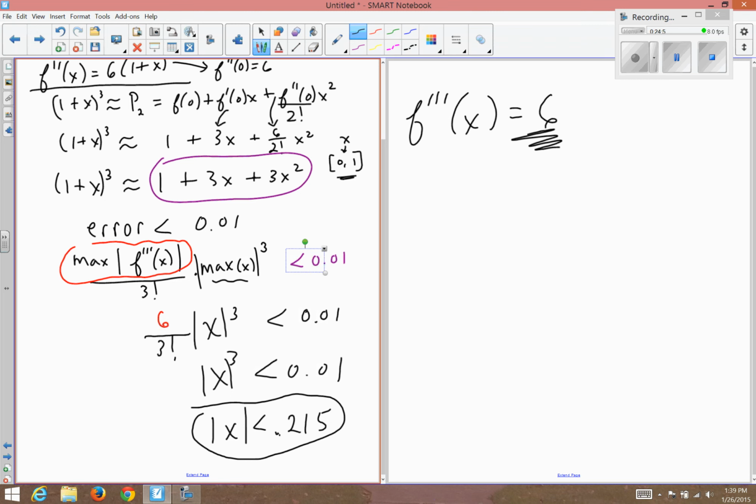Just checking on the cube root. The cube root of 0.01 is about 0.215. So that's that one. Let's look at number 34.